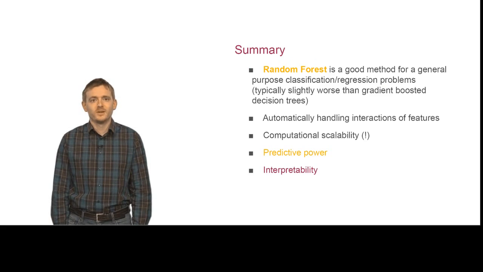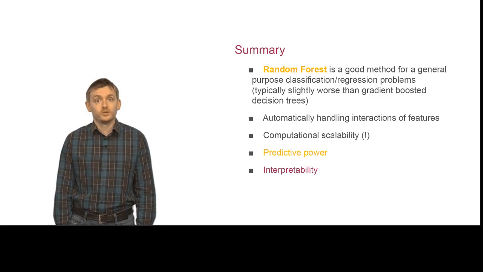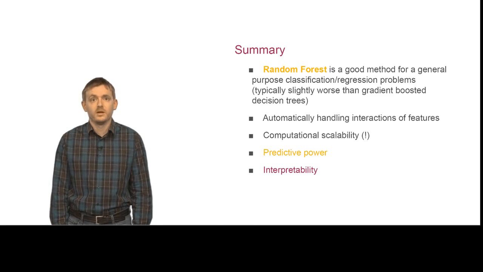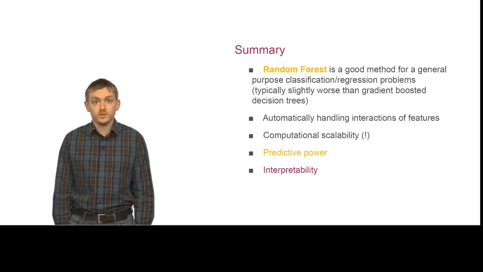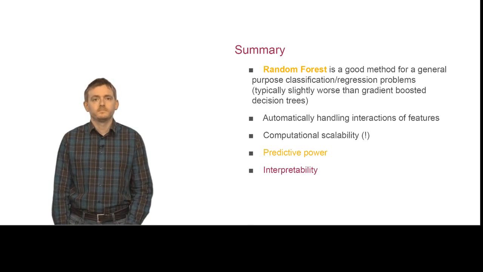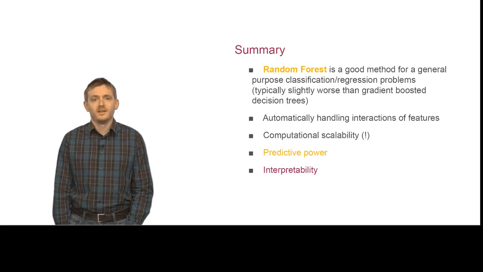Okay, the summary of this lesson. Random forest is a good method for solving general-purpose classification and regression problems, but typically it is slightly worse than the gradient-boosted decision trees algorithm. Of course, this algorithm can automatically handle interactions of features, because this could be done by a single decision tree. Another important feature is computational scalability. Each decision tree could be effectively grown on a computer or a cluster.